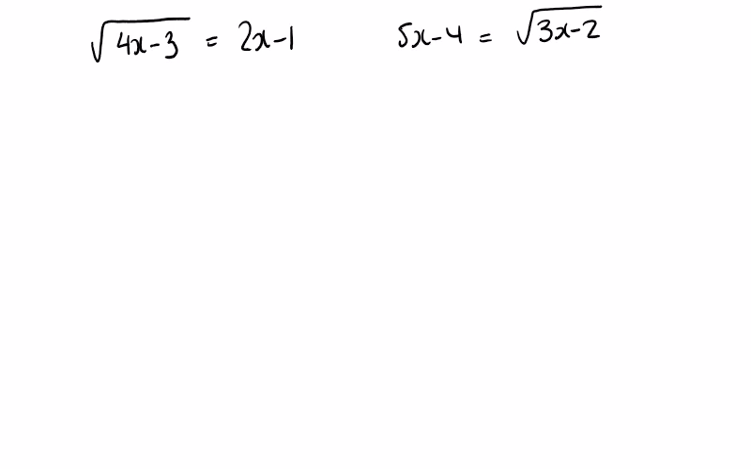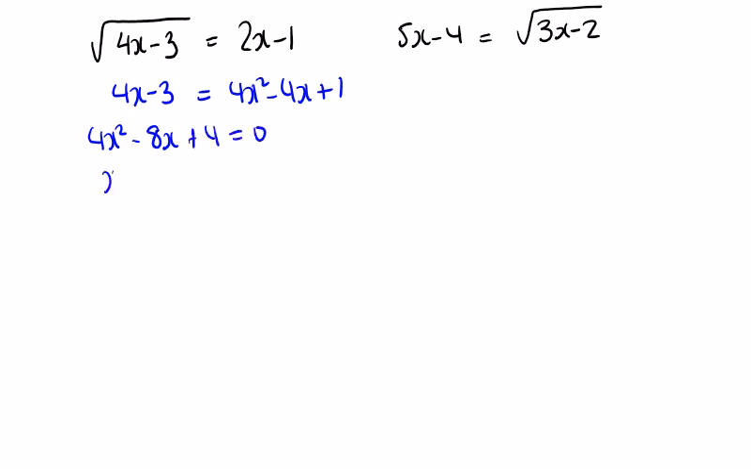Pause the video and try these two. Square on both sides: 4x minus 3 equals (2x) squared minus 2x twice plus 1. Get good at squaring these. So simplifying this down, we're going to get 4x squared minus 4x, which is minus 8x, and plus 1 plus 3, which is plus 4, equals 0. Dividing by 4, we get x squared minus 2x plus 1 equals 0, which is (x minus 1) squared. So we get x is equal to 1.